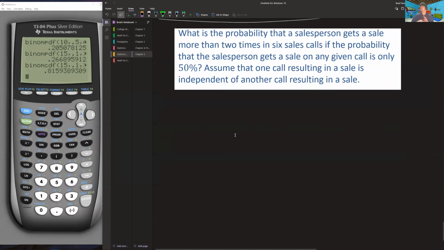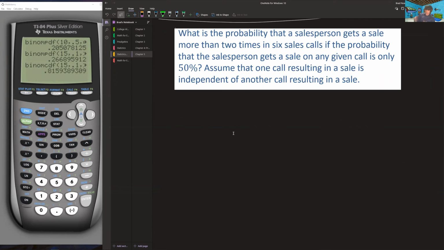What is the probability that a salesperson gets a sales call no more than 2 times in 6 sales calls if the probability that the salesperson gets a call on any given sale is only 50%? Assume that the one call resulting in a sale is independent of another call resulting in a sale.